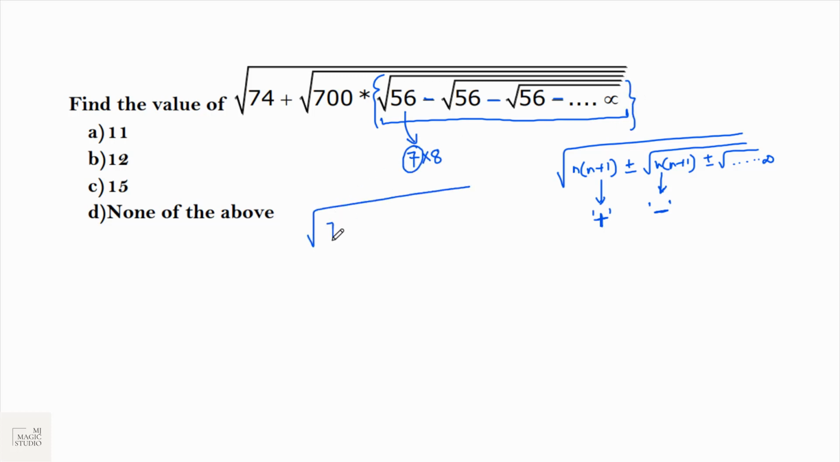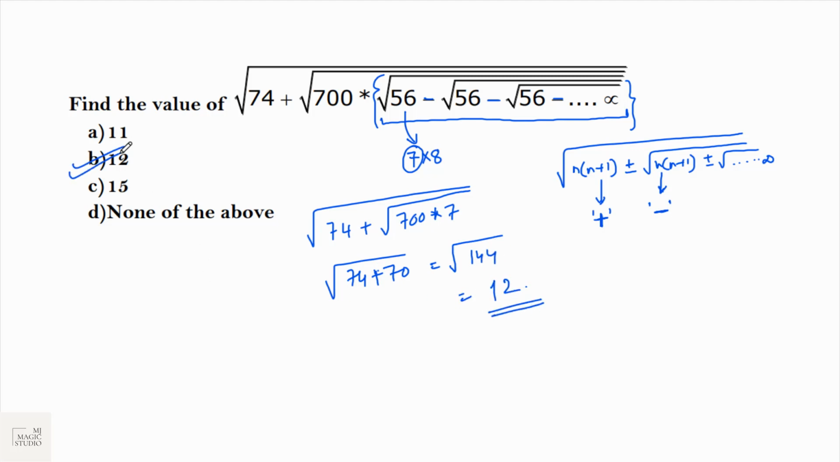And now our job is to just find root over 74 plus root over 700 into 7. That is 4900. The root of that will give us 70. So we will have 74 plus 70, that is root 144. The positive root of 144 will give us 12. Option B is the pick.